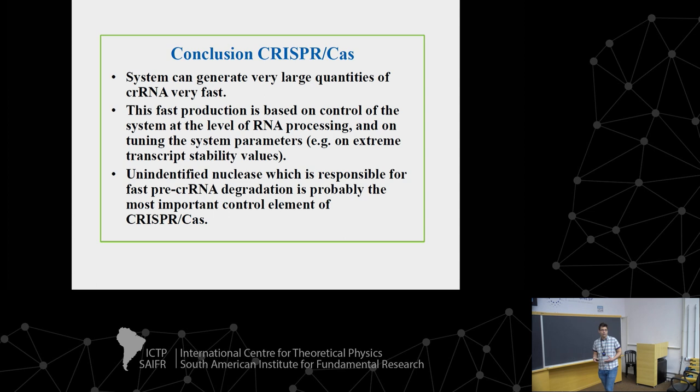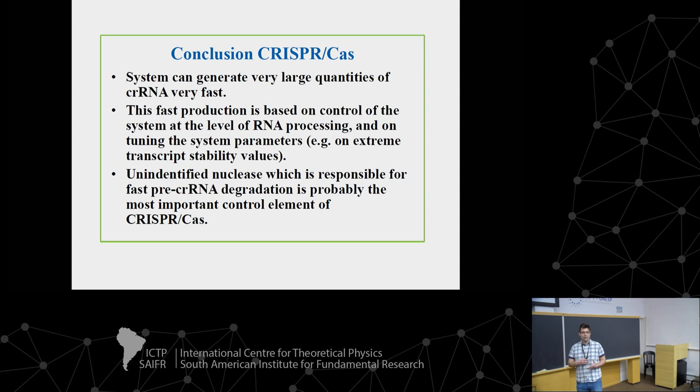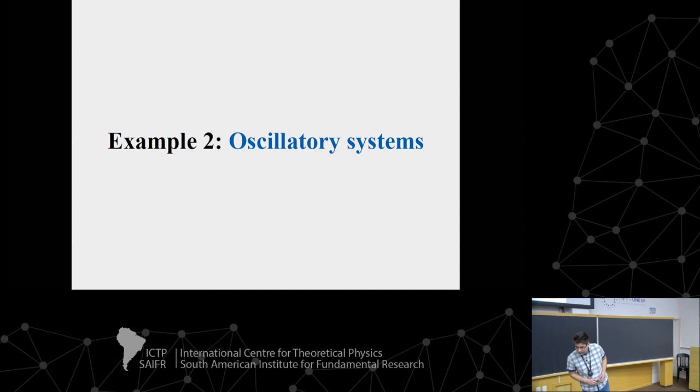Somehow, you would think about degradation as leading to dissipation in your system, doing something not useful. But actually, here it's a crucial part of the mechanism, which allows this very large increase of crRNA amount. Okay, so now I will also briefly, I have 15 more minutes, go through the oscillatory system, but are there any more questions before?